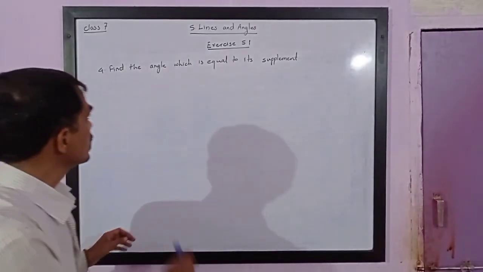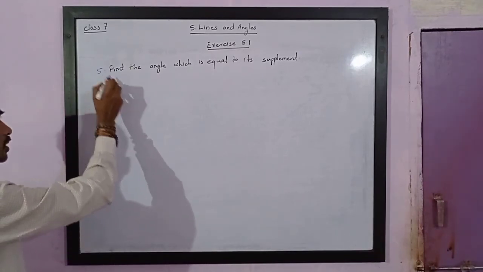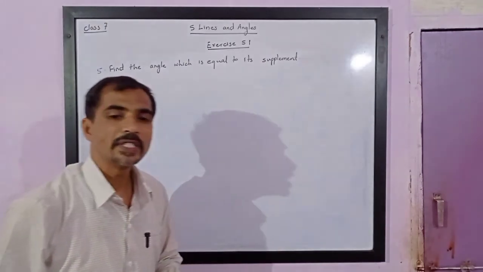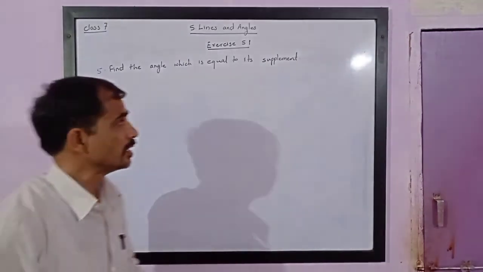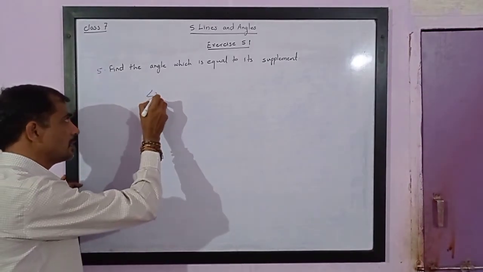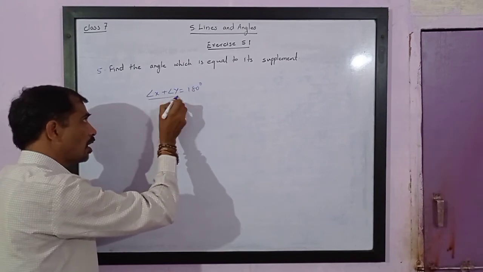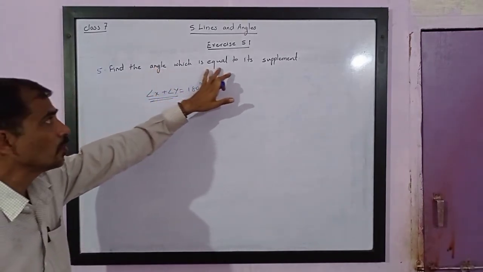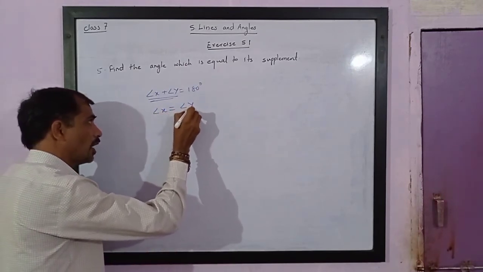Dear friends, next is the fifth question. Find the angle which is equal to its supplement. Now we have already studied that when the sum of measures of two angles is 180 degrees, we call the angles supplementary angles. So here angle X plus angle Y must be equal to 180 degrees. Then we can call them supplementary angles. But here we are given an angle which is equal to its supplement. It means angle X is equal to angle Y. This is given to us.